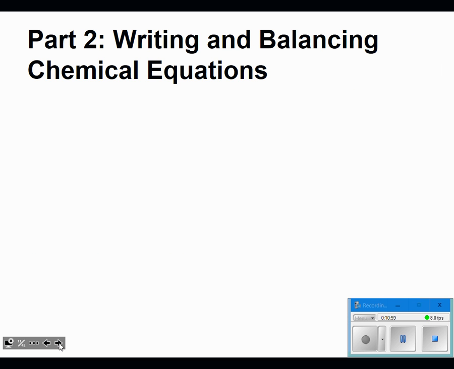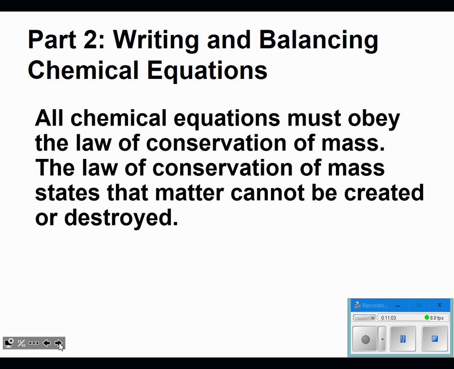Now part 2 is about writing and balancing chemical reactions. The main thing to understand is all chemical equations must obey the law of conservation of mass. We talked about the law of conservation of mass back when we did our matter unit. The law of conservation of mass states that matter cannot be created or destroyed. So we can't just magically create atoms or elements, but we can rearrange them to create new ones.